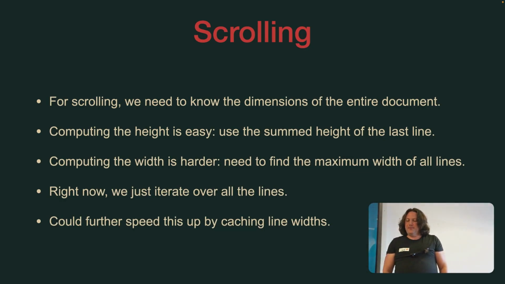For scrolling, we need to know the dimensions of the entire document. Otherwise, you don't know how long your scroll bar should be, how far it can scroll. Computing the height is now easy because we already have the summed height of the last line. We can just use that. Computing the width is harder because you need to find the maximum width of all the lines. What I do right now is I do it the stupid way. I just iterate over all the lines, do a draw operation without actually drawing anything while keeping track of the number of columns. This could be further sped up by caching the line widths, but that's not something I do right now.